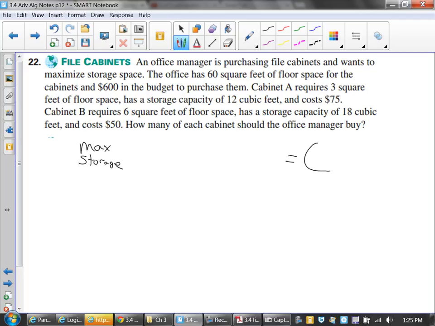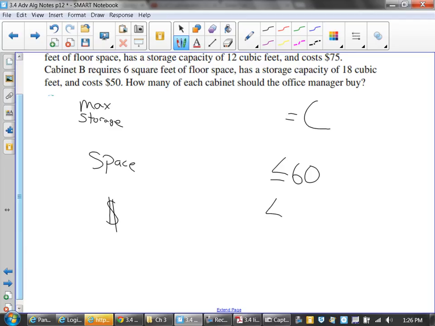So you know you have 2 cabinets. The next thing he says, you have office space of 60 square feet, and you have $600 in the budget. What do you think your 2 constraints are going to be? Space and money. Good. So space and money. How much space do you have? 60 square feet. You know it has to be less than or equal to 60 square feet. How much money do you have? $600. Correct.